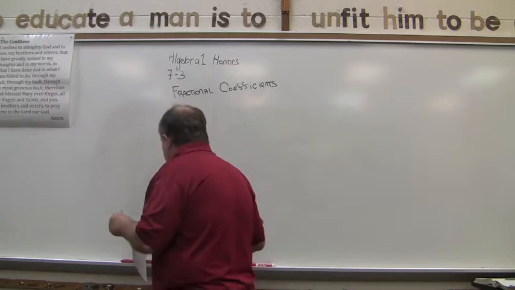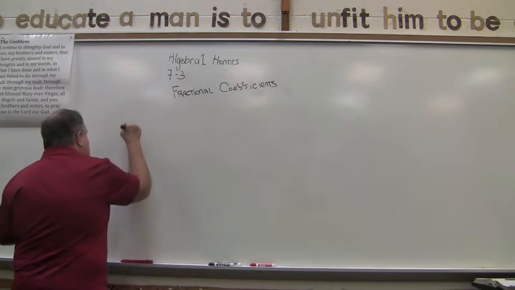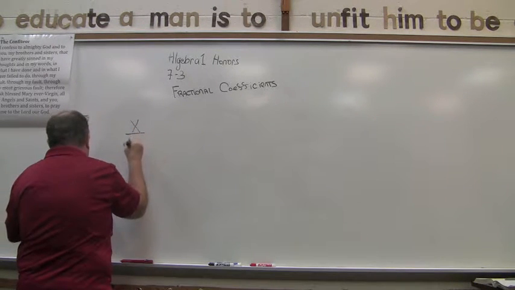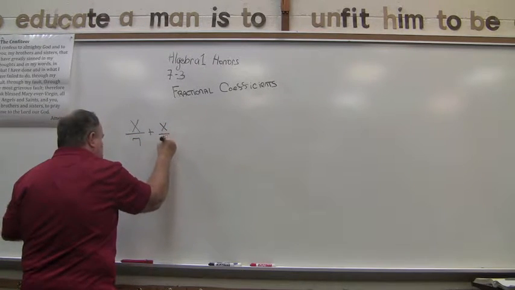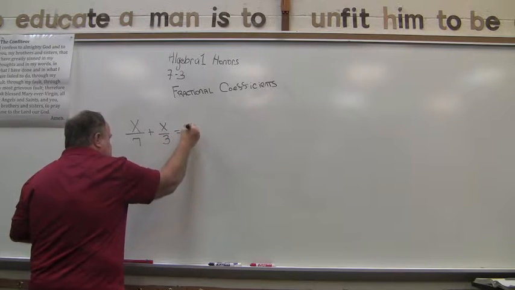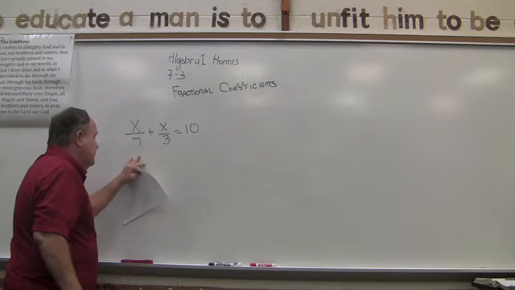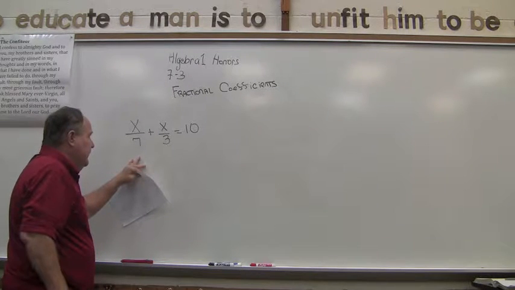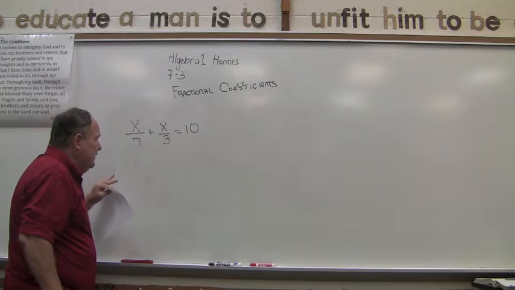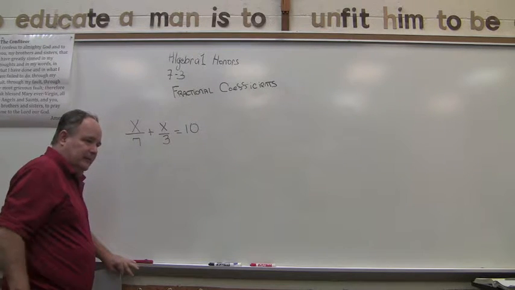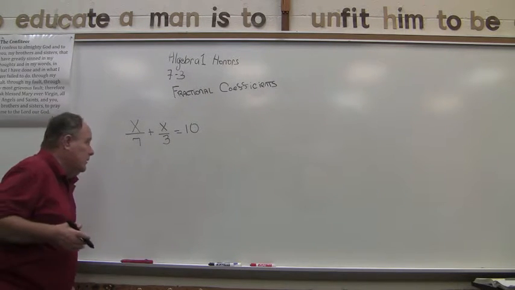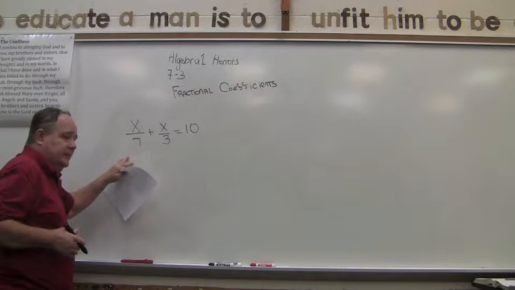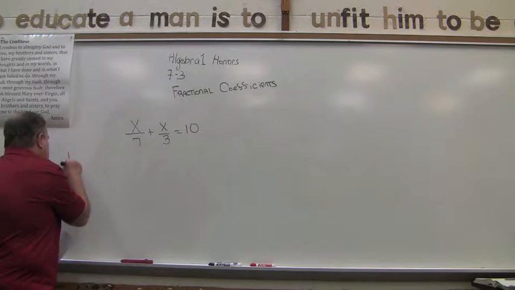Let's look at our first example. It says x over 7 plus x over 3 equals 10. Yes, these are fractions. They have coefficients in them, and they look kind of hairy, and one would wonder how we can do such a problem. But if we use our least common denominator, it becomes quite simple. We look at the 7 and 3, and our least common denominator is 21.